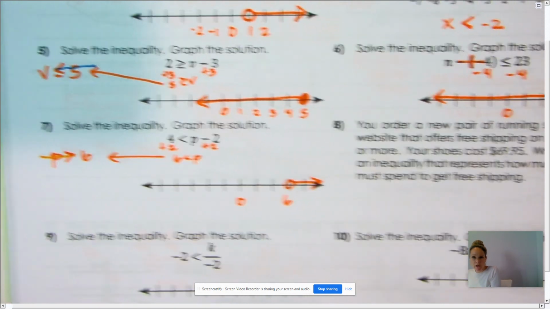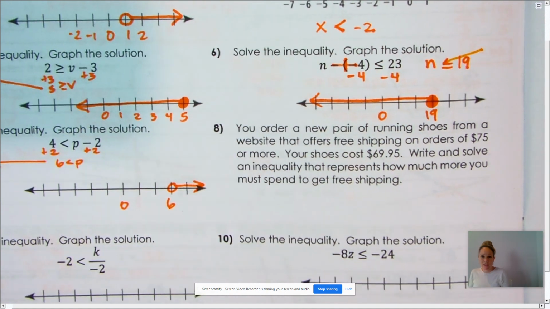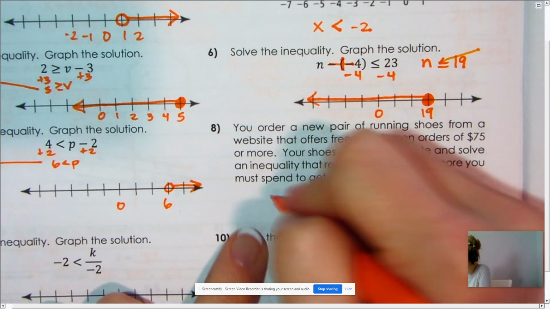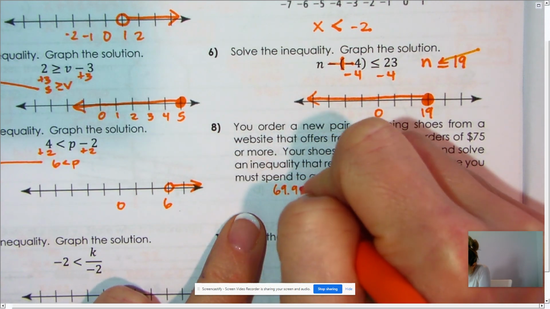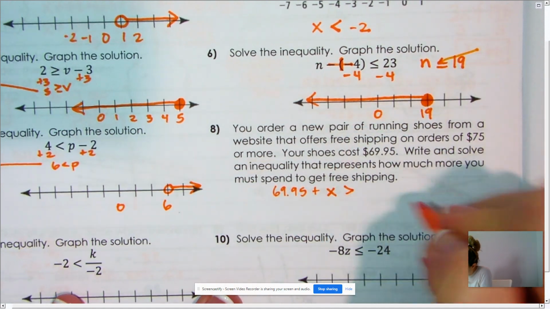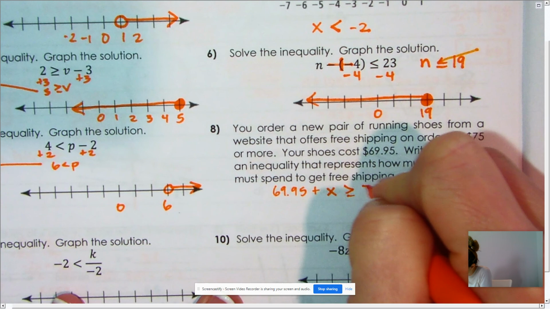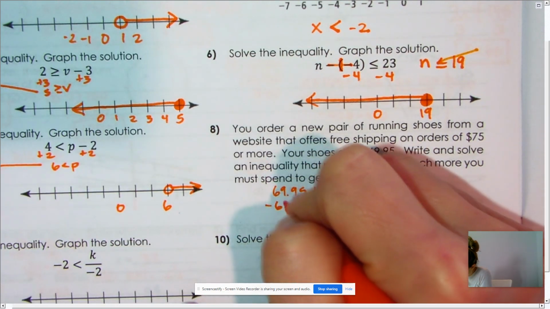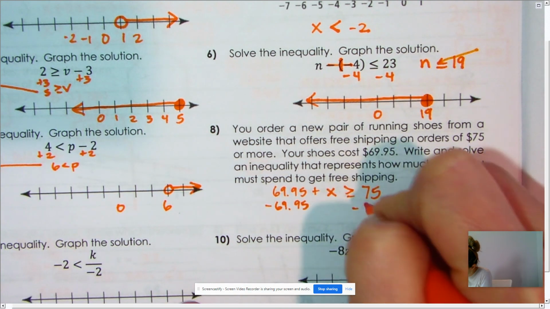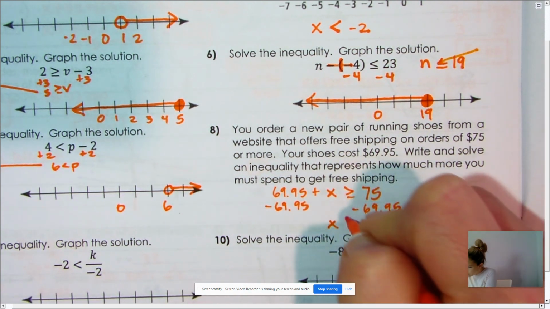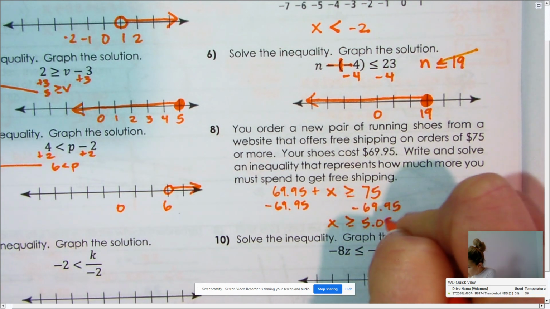You order a new pair of running shoes from a website that offers free shipping on orders of $75 or more. Your shoes cost $69.95. So you have already spent $69.95 plus how much more needs to be greater than or equal to $75 in order to get that free shipping. So I'm going to minus $69.95 minus $69.95, and x is greater than or equal to $5.05.